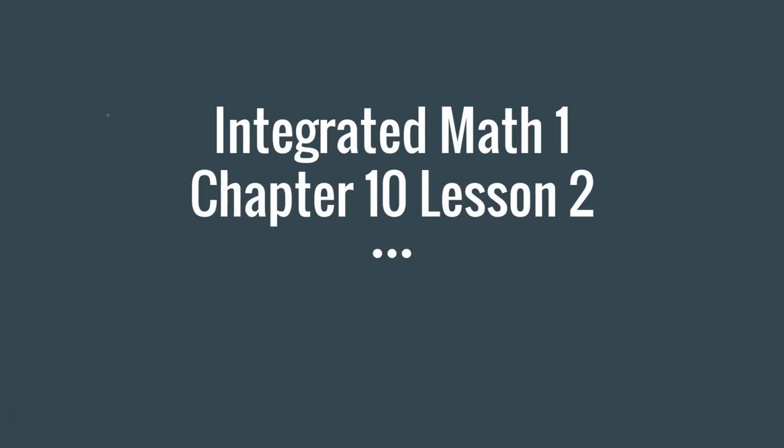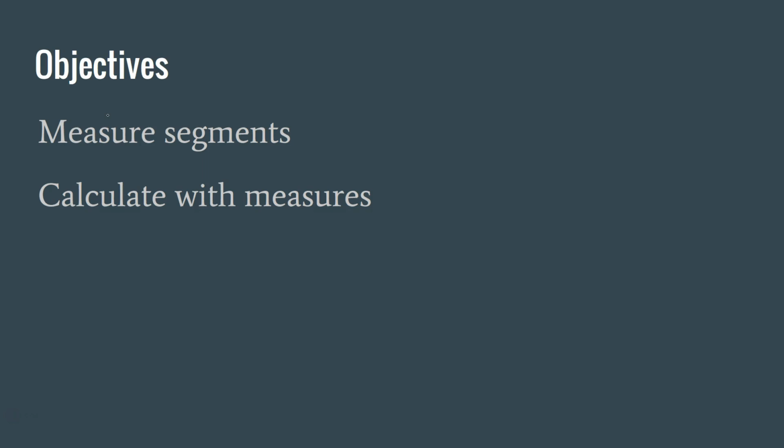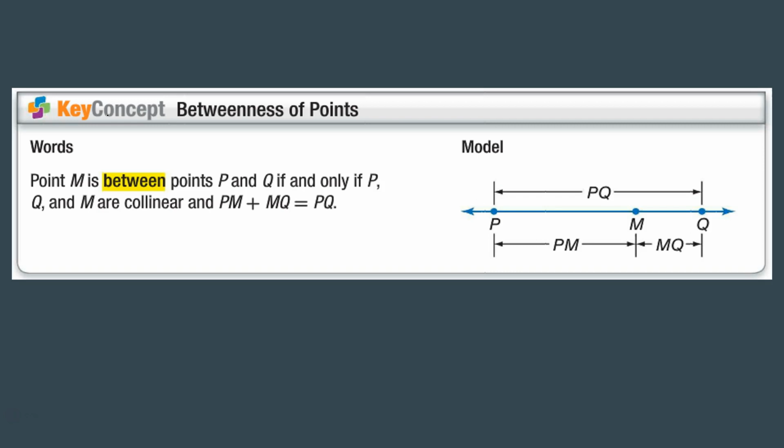Everyone, today in Integrated Math 1, we're going to go over Chapter 10, Lesson 2. Here are the objectives. Make sure you write them down in your notes. Alright, so first thing that we're going to go over is betweenness of points.